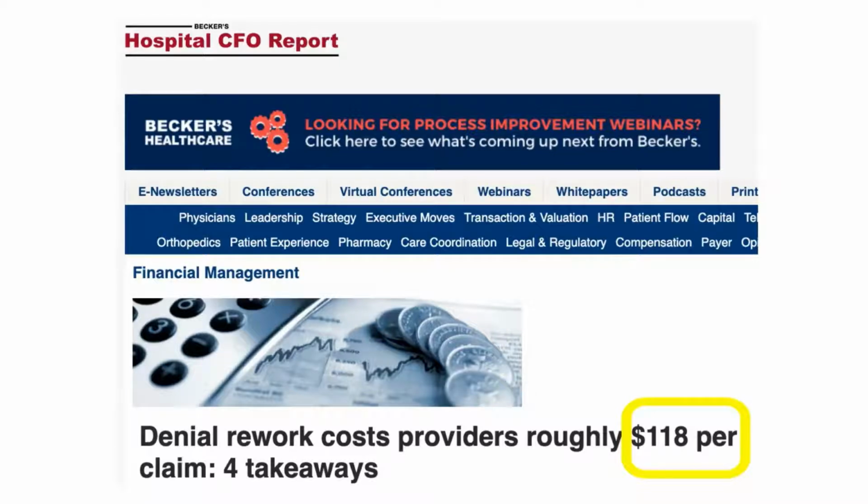All right, so not only do we leave money on the table when we have a denial, that's cash we're not getting in for our organization, we also have the soft costs and the rework costs. To do a denial rework, it costs the provider approximately $118 per claim. Just by getting the denial back and having someone on staff research it, correct it, and rebill it, it's an average of $118 per claim. So it's very costly to the organization.